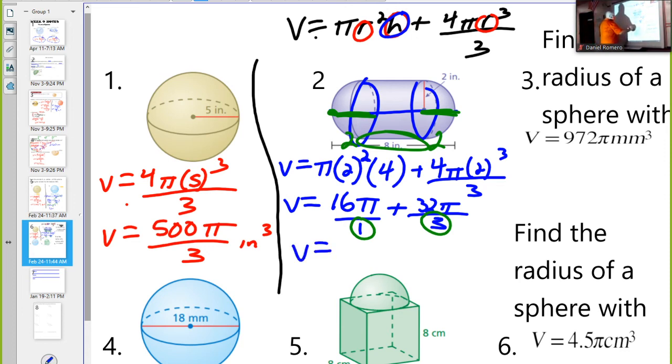So the second fraction would stay the same. On the first fraction, if I make the bottom a 3, because it was times 3, 16 pi times 3 is 48 pi. Now I can combine them. So I end up with 48 plus 32 is 80.